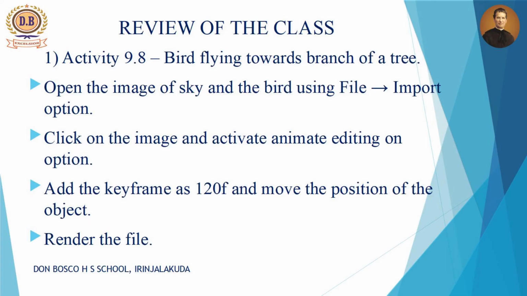So in today's class we have discussed about the last and final activity in chapter 9, which is activity 9.8, bird flying towards branch of a tree. For that, here is the steps. Open the image of sky and the bird using file import option and open the image from school resources standard 10 folder, and then for animation click on the image. Here the image is bird, so click on that image and activate animate editing on option. After that, add the keyframe as 120 frame, and move the position of the object, which means the image of bird as well as the sky. After doing the activity, render the file.